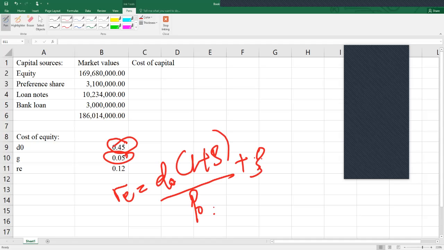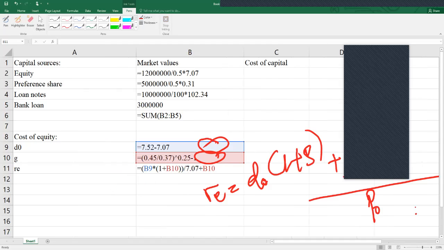Let me just refer back to the formula just to see what we have just done. B9, where is this? I can't use my cursor. Yeah, here it is. Don't forget, B9 is the dividend which you got here. So it's simply right here.